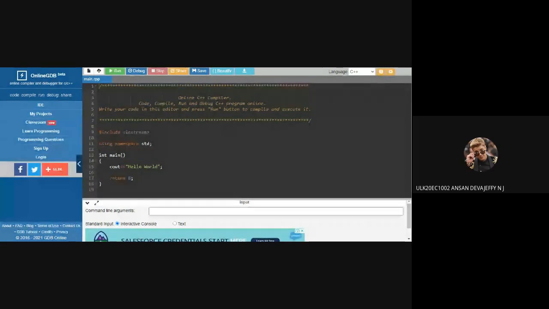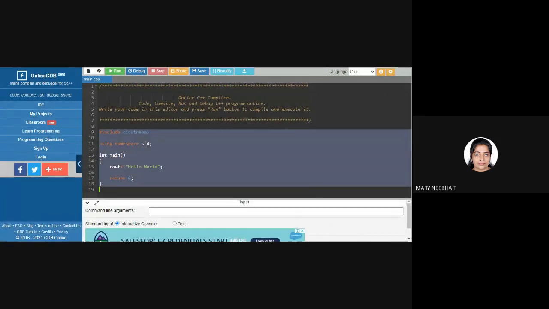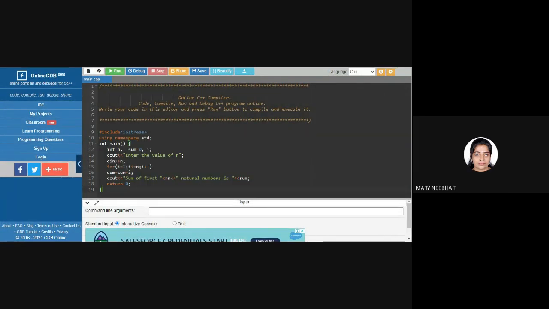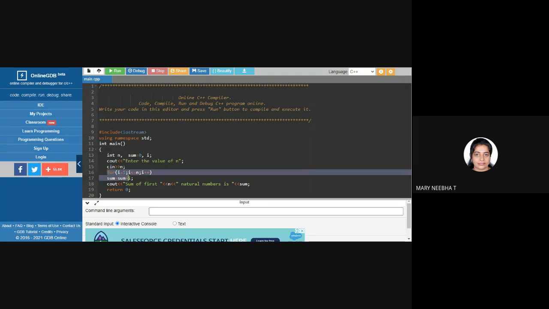Yes, ma'am. So here I'm pasting the code for logic 1. See, it's simple C++ code, and you are all familiar with C++ code. I think this is a very simple program. I have not written it with classes, just inside the main function. Here you are getting the value of n from the user, and you have sum equal to 0 and i. After getting the value of n, you have one for loop.